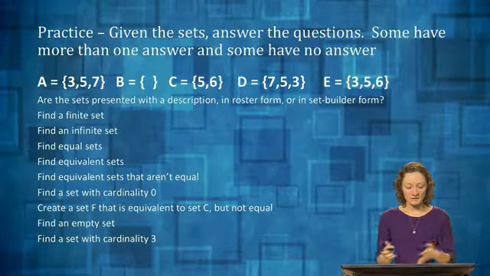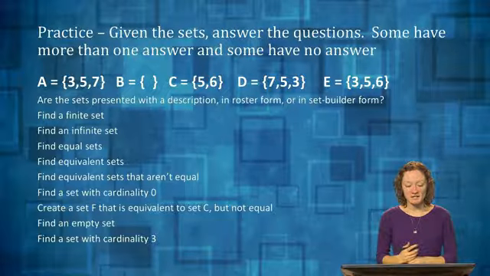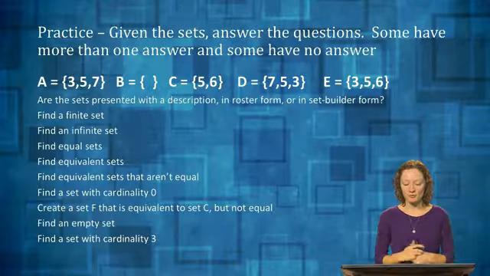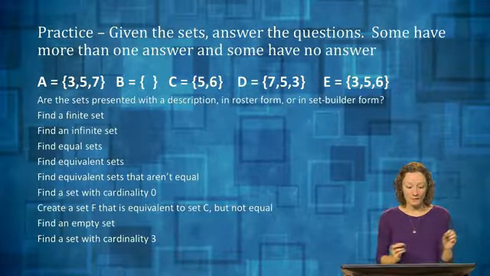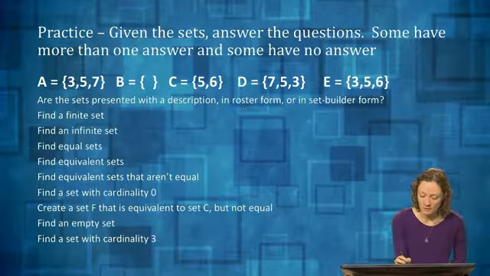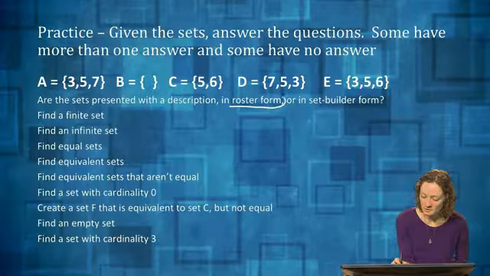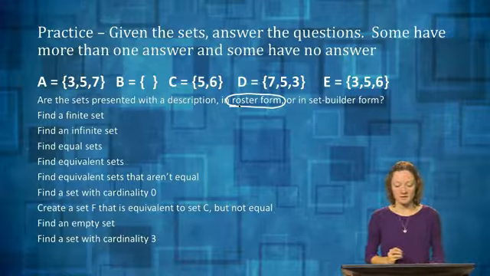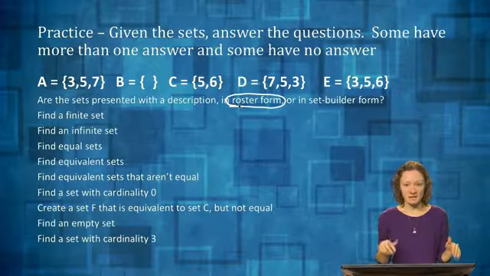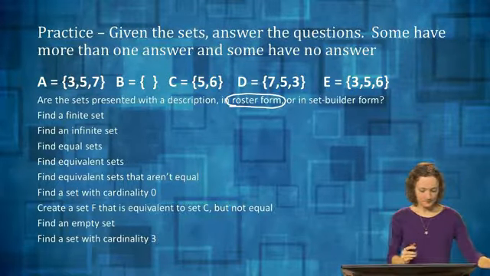Okay, so let's see if we're on the same page. First question, are the sets presented with a description in roster form or in set builder form? All 5 of these are presented in roster form. So I'm just going to circle it. Since they all have those curly braces and the elements specifically listed inside.